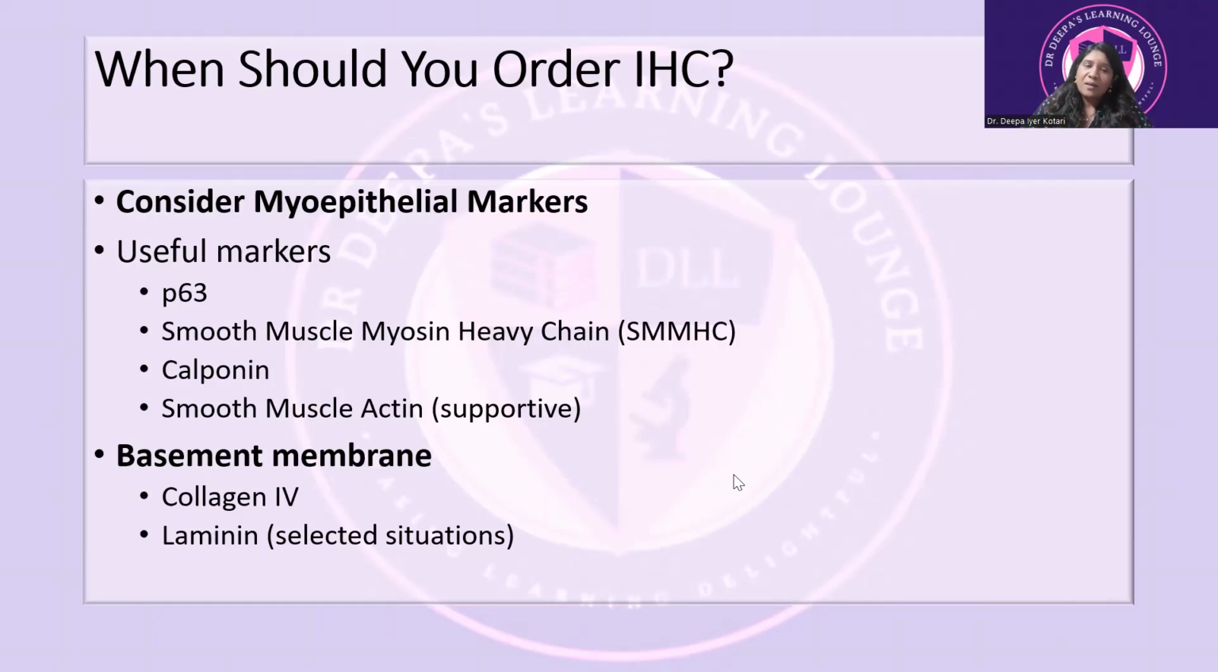Even if you then still have a doubt, do an IHC. Useful myoepithelial markers include P63, smooth muscle myosin heavy chain, calponin, and smooth muscle actin. Basement membrane IHCs are collagen type 4 and laminin. In some situations, you can use them. But make sure that you do not order an IHC if you have a clear architecture. It is of no use. It is only for reassurance.